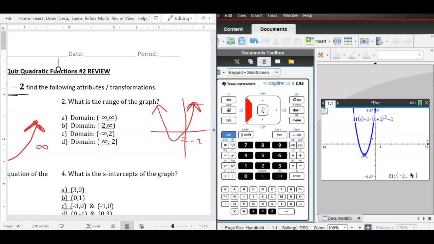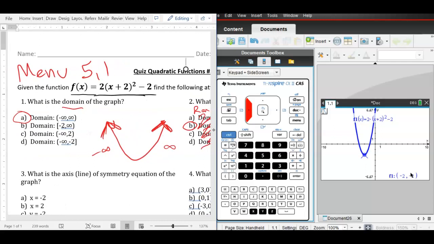at -2. So remember, this is all supposed to say range. My bad. The range is from -2 up forever to infinity. So the range is -2 to infinity. It should be B. Okay, all these should say range, not domain. Okay, my bad. But yeah, the range is from -2 at the bottom, touching it with the bracket, up to infinity.